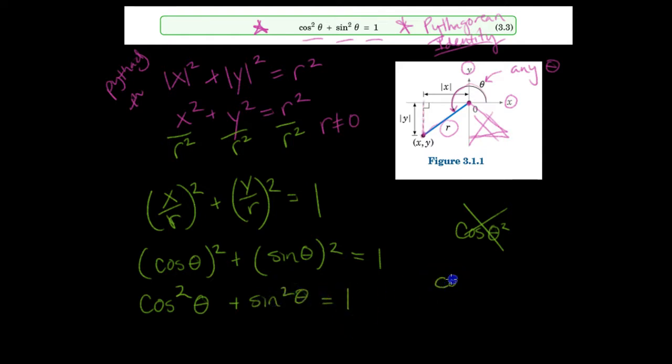Keep in mind, though, what this means is cosine squared theta is equivalent to cosine theta, quantity of that, squared. Isn't that a lovely little proof and identity? So that's your best friend. Now we're going to prove all the other identities. 3.3. So I'm following the identity numbers, which are the same as in the textbook.